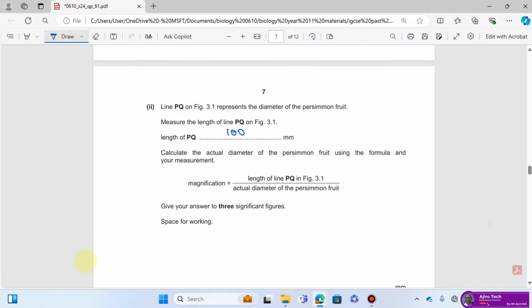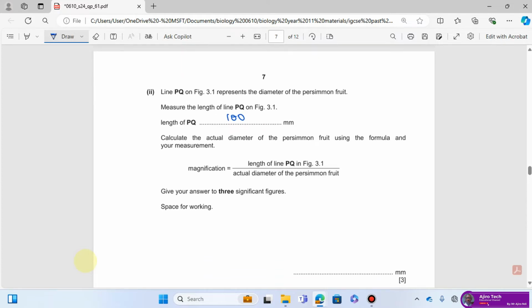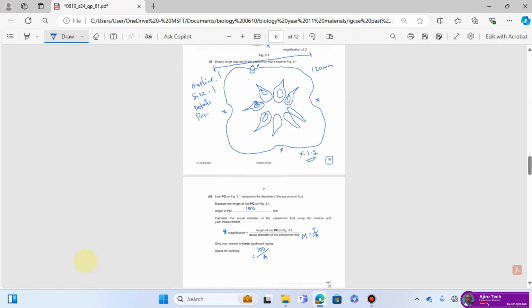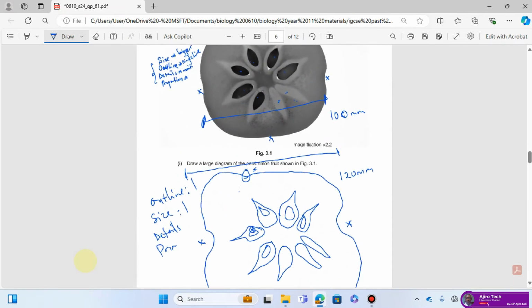All right. Now, calculate the actual diameter of the passion fruit using the formula. So this formula is for calculation of magnification, okay? Image size is I over A. Now that's magnification is I over A. So you have the length PQ to be 100 over the actual diameter of the passion fruit, and from what we have in the diagram, the magnification there is 2.2. All right, the magnification here is 2.2.